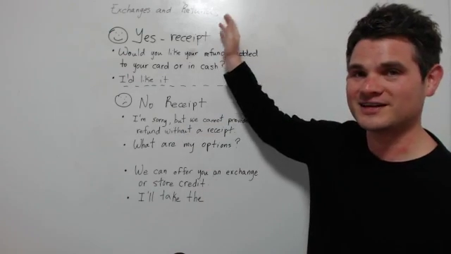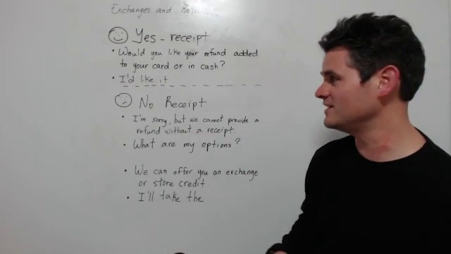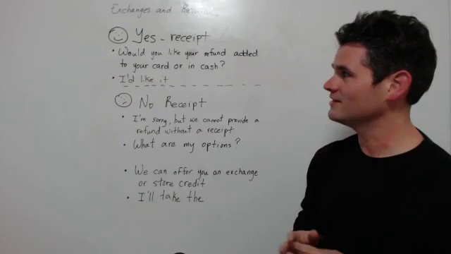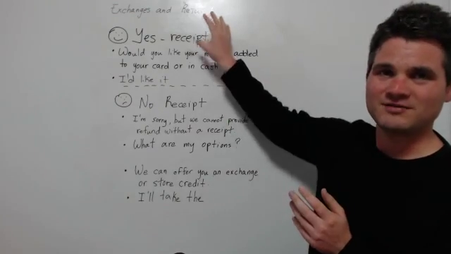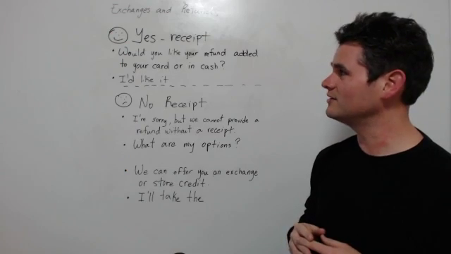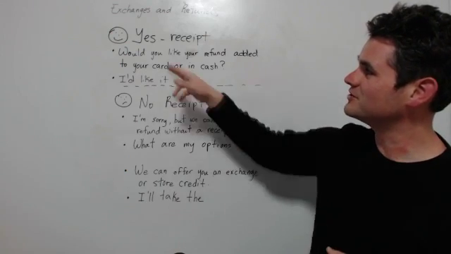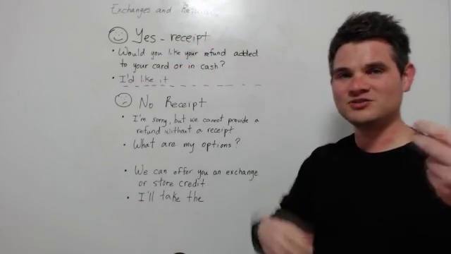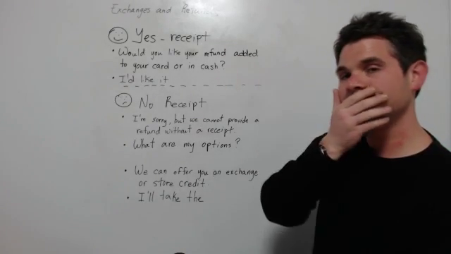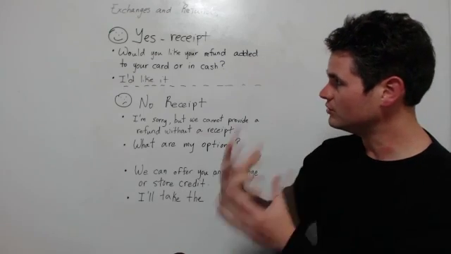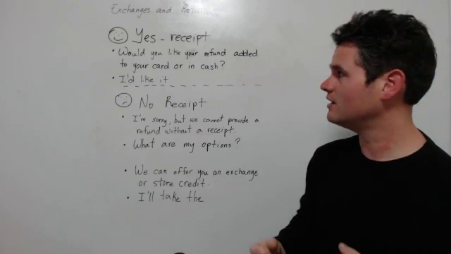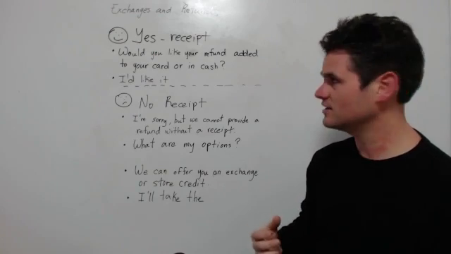So we're going to go over the section of yes, I have a receipt, or no, I don't have a receipt. I don't have it on me. So yes, if we do have a receipt, then the conversation comes to a conclusion a little quicker. Once you give your receipt, once you say here you are, the store clerk will ask you, would you like your refund added to your card or in cash?